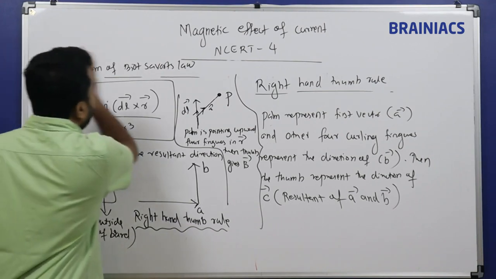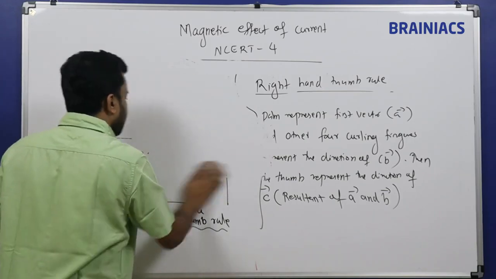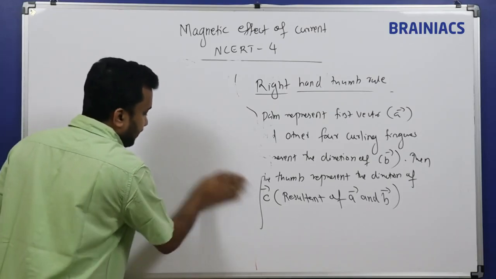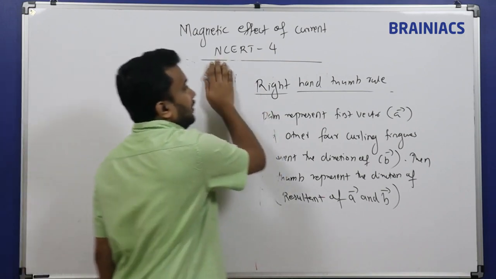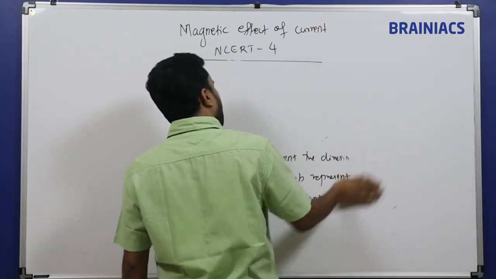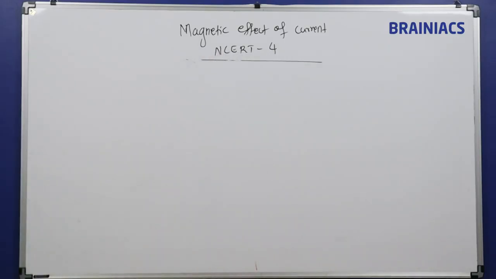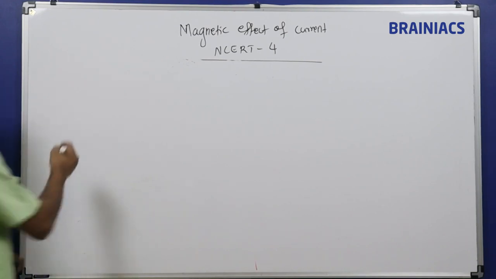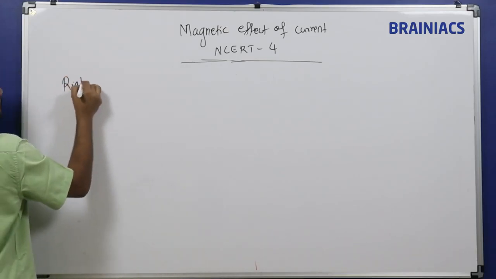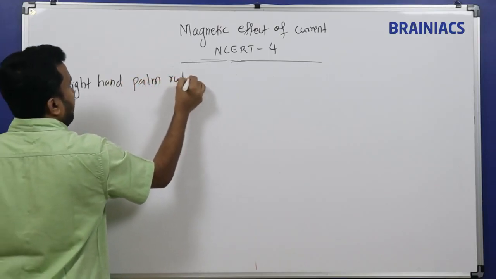Now we are moving to learn about the next theory. We have learned about something called right hand thumb rule. This right hand thumb rule you are learning from your first year physics onwards. And here we are going to learn one more rule with respect to right hand, and that is called right hand palm rule. So you can write out the heading: right hand palm rule.